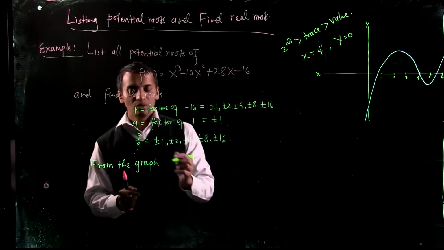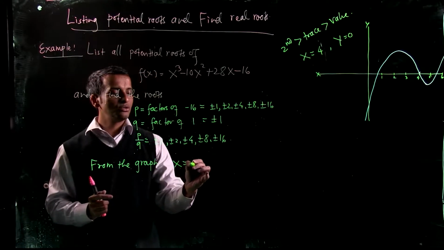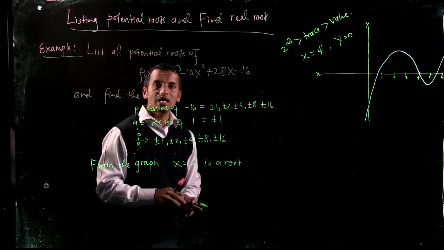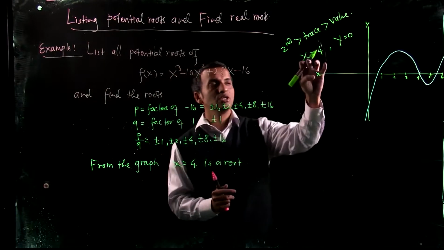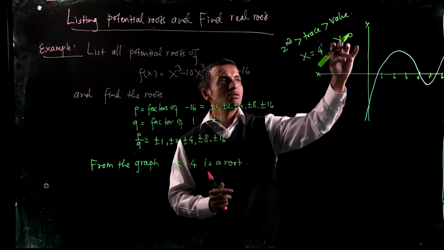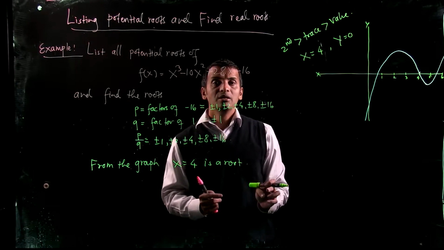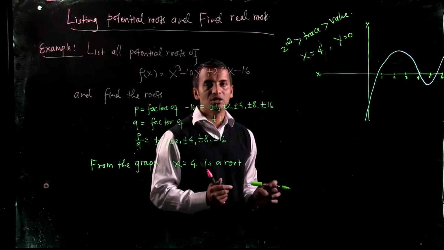Okay, so from the graph you got that x equals 4 is a root. We found that x equals 4 is a root, because when you plug in x equals 4, you get y equals 0, meaning that the remainder is 0, right? Remainder 0 means x equals 4 is a root.